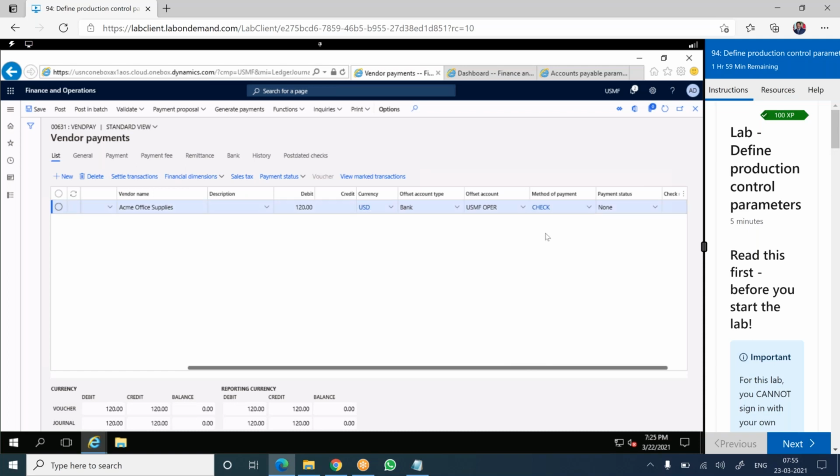For this cash or bank, there is a method of payment. I need to explain this method of payment, but not now. Later you are going to learn it. I am removing this method of payment check for the time being. There are so many things inside that you need to understand about method of payment. I will discuss this later. So bank USMF operations. Now I can post.